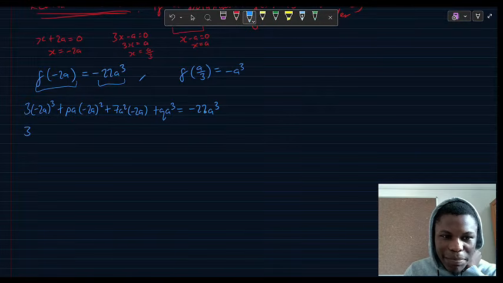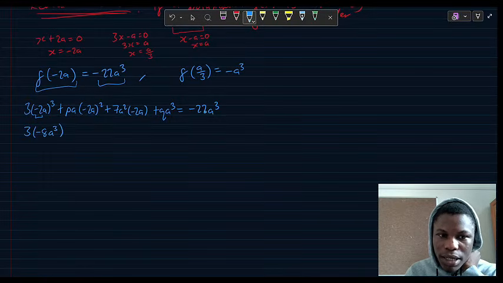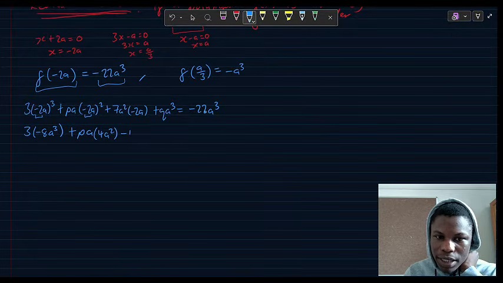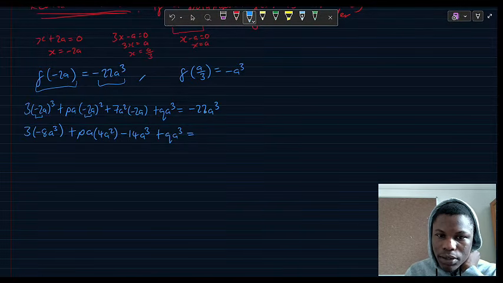So we've got 3 times, be careful with how you cube here. Make sure to cube the negative 2 first. If you cube negative 2, you're going to get negative 8. Then cube the a, so you've got a cubed, plus pa. Then square the negative 2, that gives you a 4. Square the a, that's a squared. Then here I've got negative 2a times 7a squared, so negative 14a cubed plus qa cubed is equal to negative 22a cubed. Let's simplify. 3 times negative 8a cubed, that's negative 24a cubed. Pa times 4a squared, so that is 4pa cubed.